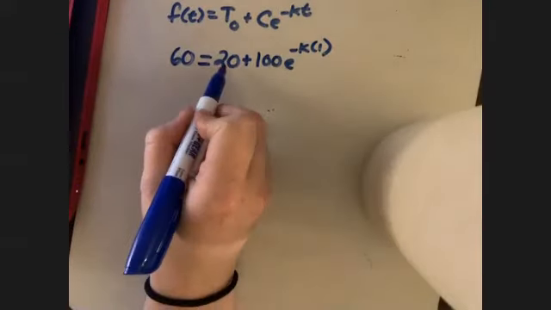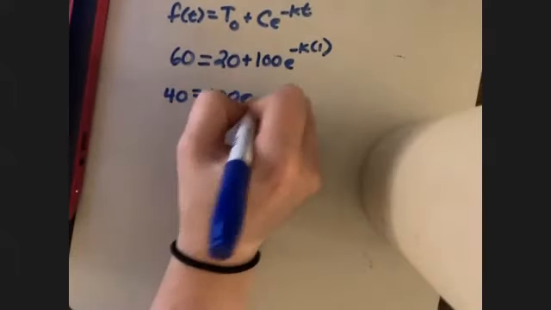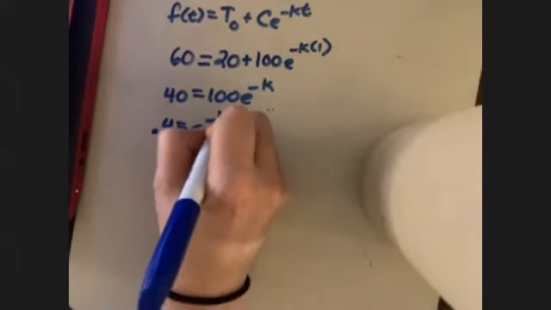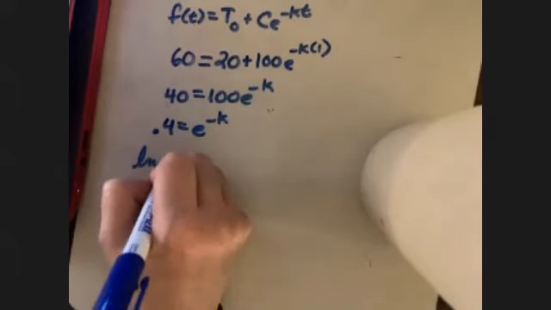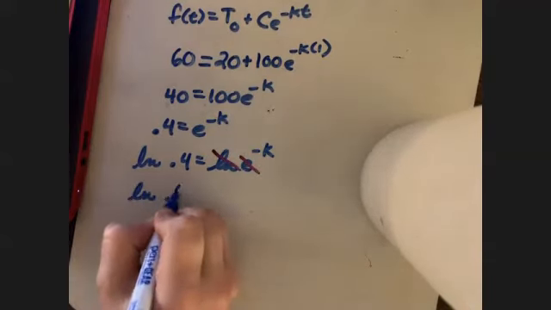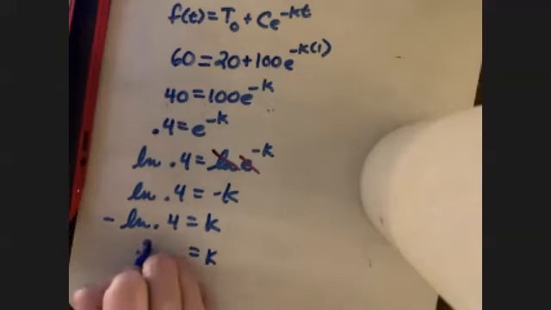Now, first thing I'm going to do is subtract my 20. That's just going to be negative K up there. I'm going to divide by 100. I'm going to get natural log running in here. So natural log of 0.4 equals negative K. So negative natural log of 0.4 is K. So I've got K is 0.9163.